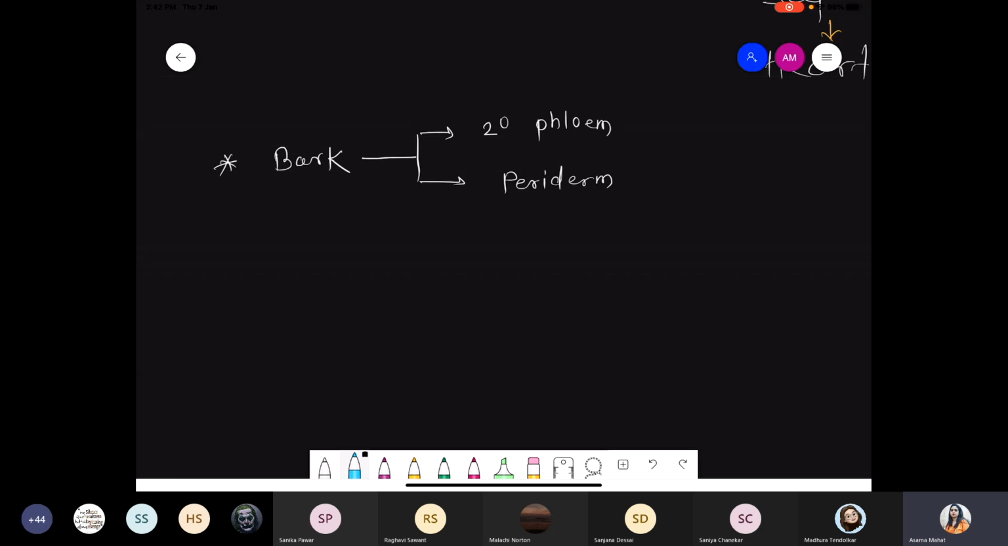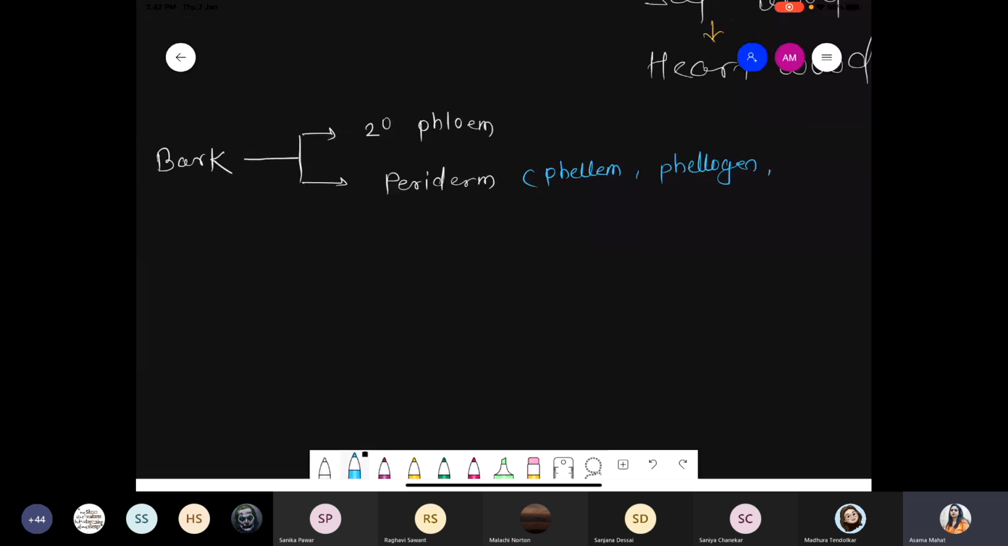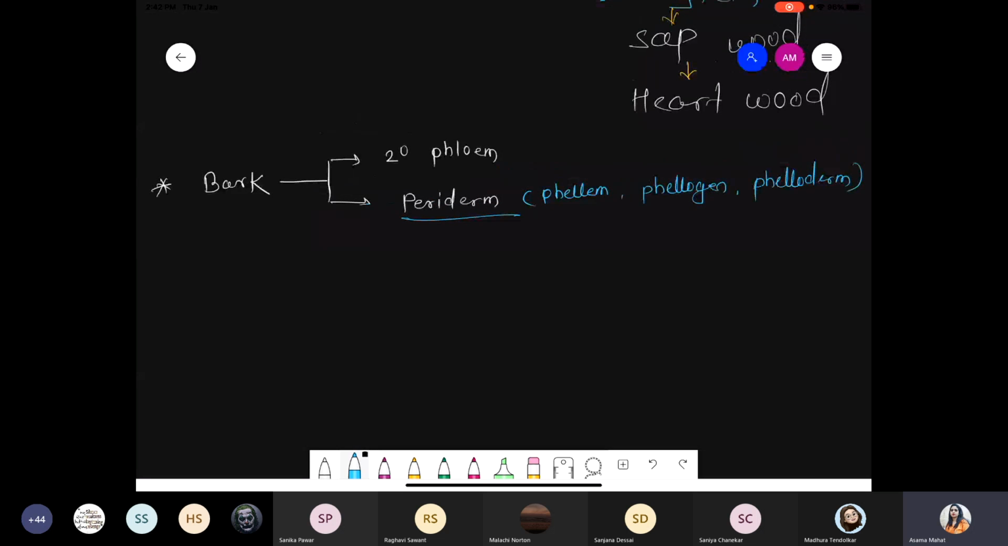And you know very well, inside the periderm, phellem will also be there. Again, it consists of the phellem as well as the phelloderm. So collectively, these are called as the which derm? That is periderm. So please remember, whenever we are talking about the bark, it consists of the secondary phloem as well as the periderm, where the periderm consists of the phellem, the phellogen, as well as the phelloderm. Got it? Okay.